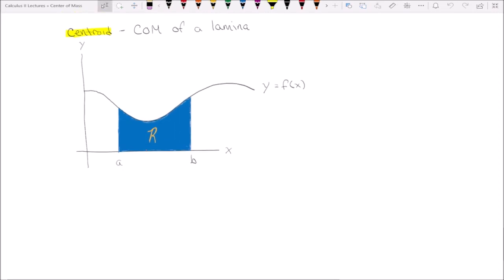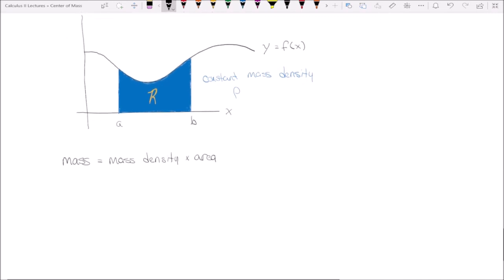Well, mass is simply the mass density times the area, right? So what we do is we say, okay, well, let's assume this has constant mass density. Call it rho. Then we would have the mass is rho times the area. Well, area is an integral, right? Integral from a to b of f of x dx.